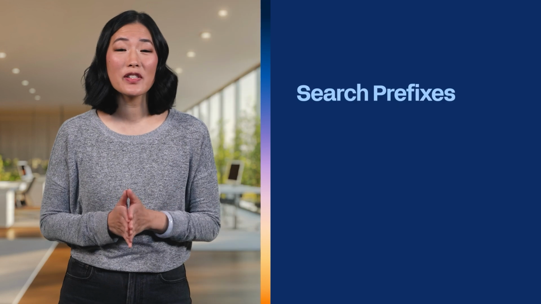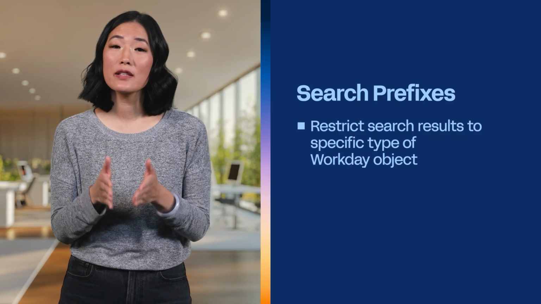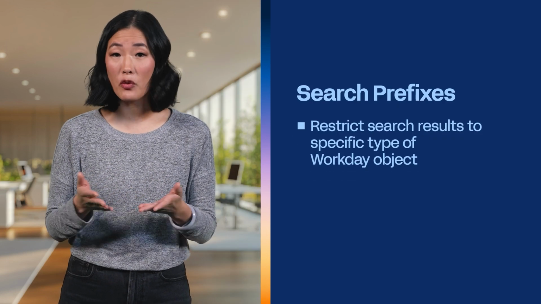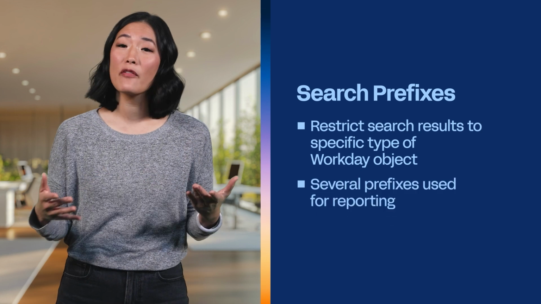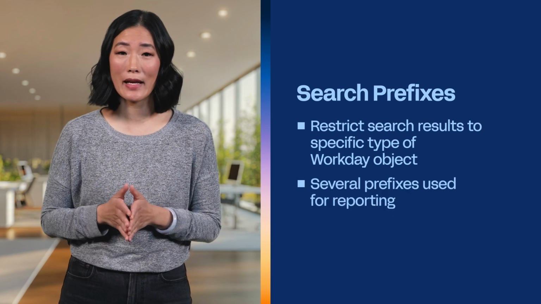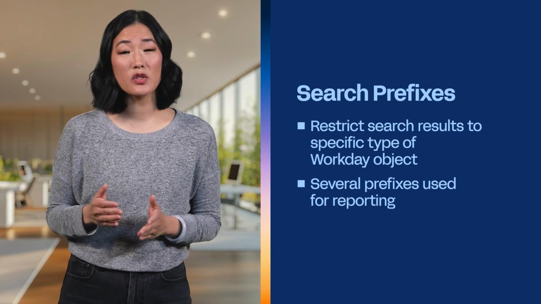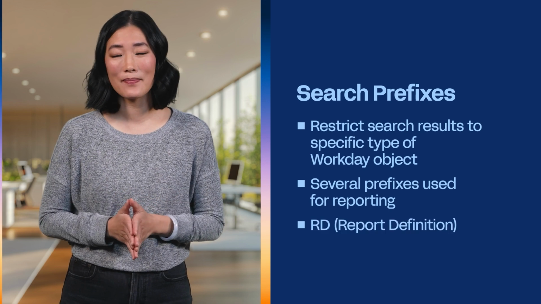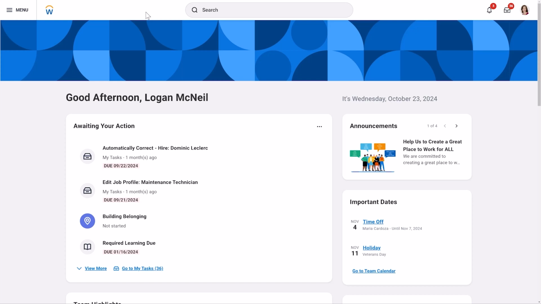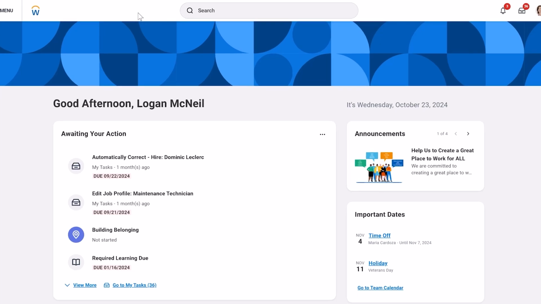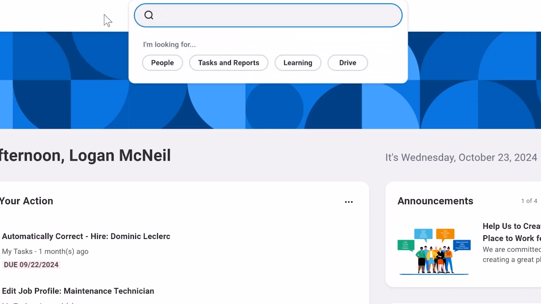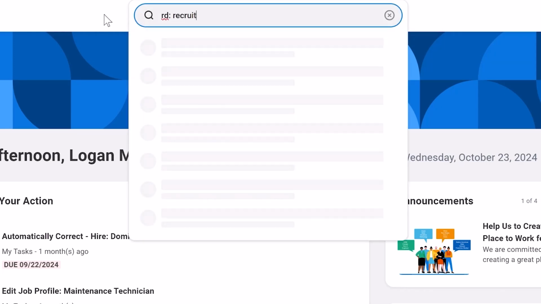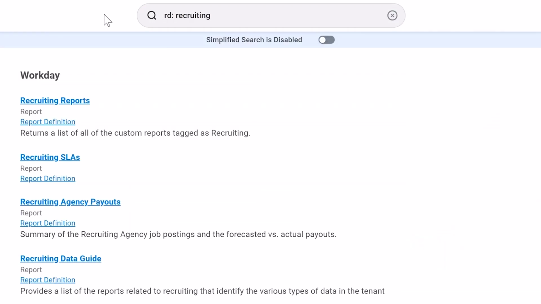You can also use search prefixes, which restrict search results to a specific type of Workday object. There are several prefixes you can use for reporting. One of the most commonly used prefixes is RD, which stands for Report Definition. In the search bar, just precede your search term with RD followed by a colon. For example, entering RD:recruiting will display all reports associated with recruiting.